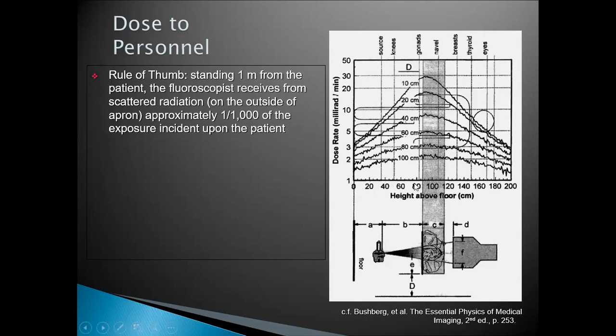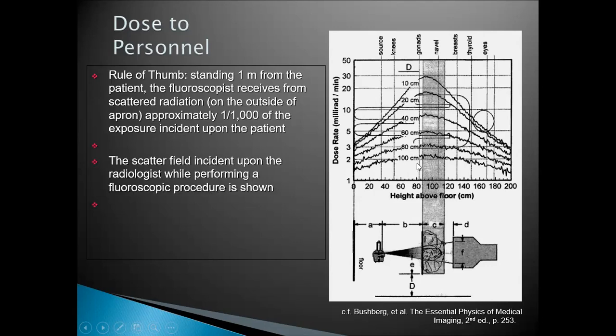This is the height above the floor. 100 cm here, 100 here, 60, 40. Height above the floor. This is for different patients.